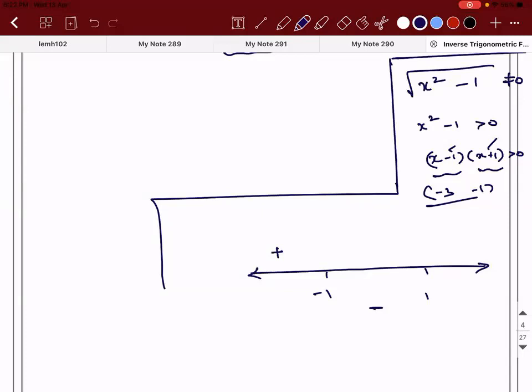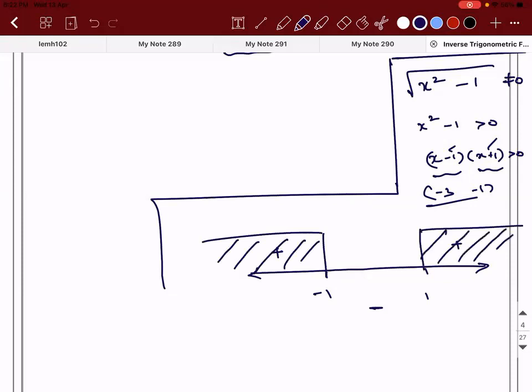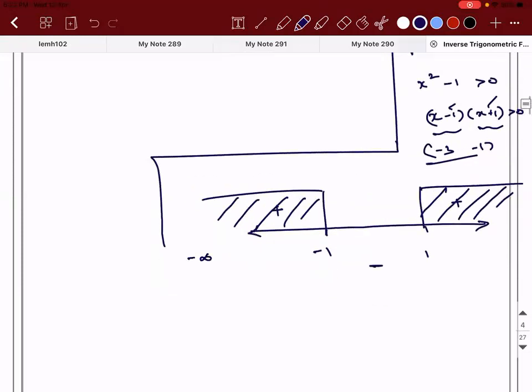Similarly, if you substitute any value greater than 1, take 2 for example, 2 minus 1 is positive, 2 plus 1 is also positive. So, what are the regions of x where this inequality is giving you positive values? Minus infinity to minus 1, not included, union 1 to infinity. Why did I not include 1? Because the inequality says strictly greater than 0. I don't want a 0. You have to understand that is the reason why the inequality is written like this.